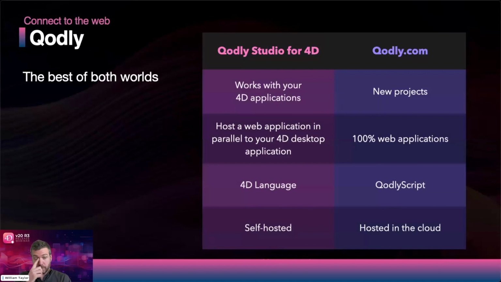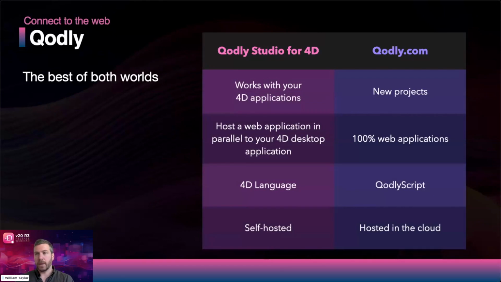And they have two different use cases, and I'm going to quickly go over what their use cases are. So Qodly Studio for 4D works with your 4D application, and it allows you to host a web application in parallel to your 4D desktop application. It uses the 4D language, and it's self-hosted, so similar to 4D. So from your 4D, you can host a Qodly application from there.